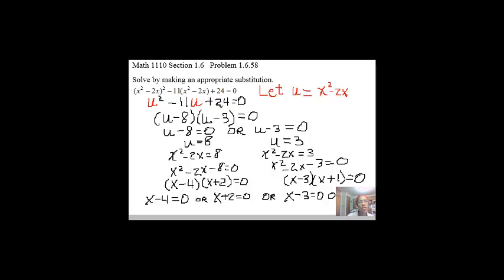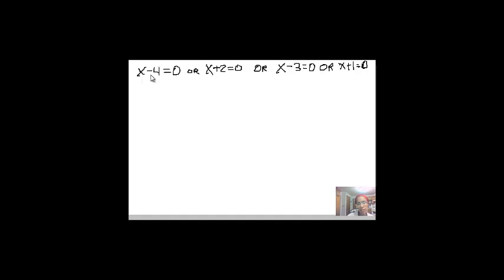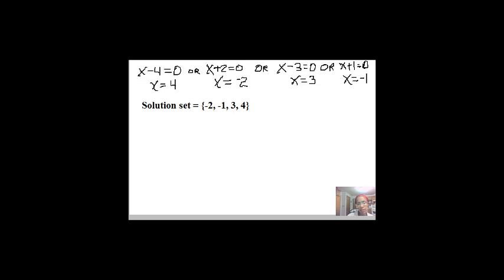So those are the 4 possibilities. If I add 4 to both sides, x equals 4. Here if I add negative 2 to both sides, x equals negative 2. Here if I add 3 to both sides, I find that x equals 3. Here adding negative 1 to both sides of the equation, I find x equals negative 1. And here's my solution set.